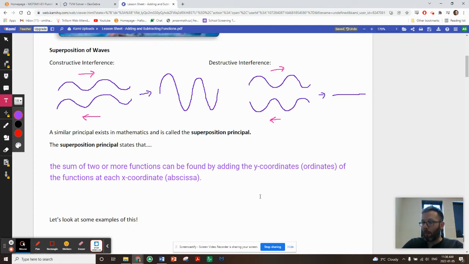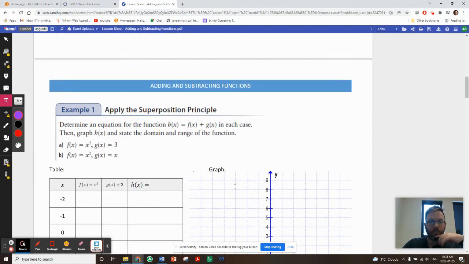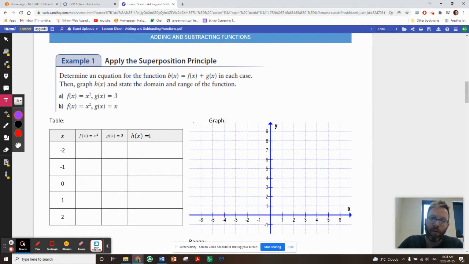And let's just do a couple of examples, looking at what happens algebraically and what happens visually. For each of these two functions, f and g, we're going to determine algebraically the function where we add these two together and look at what happens with the graph. We'll also talk about what happens with the domain and range.